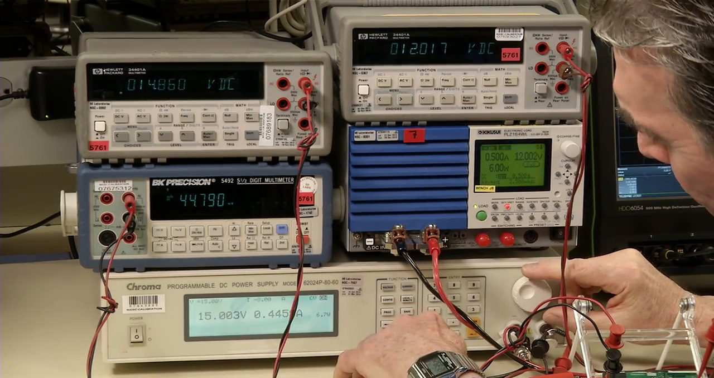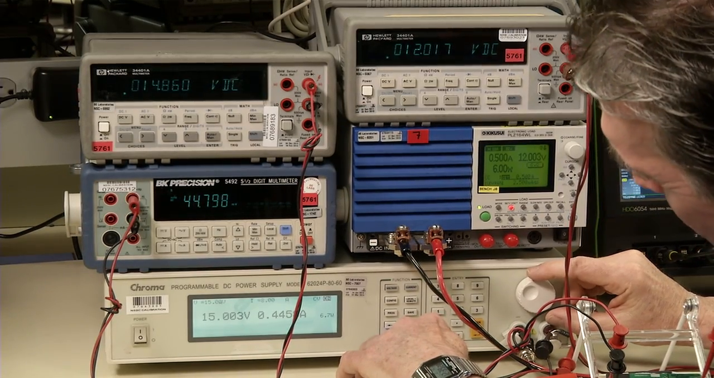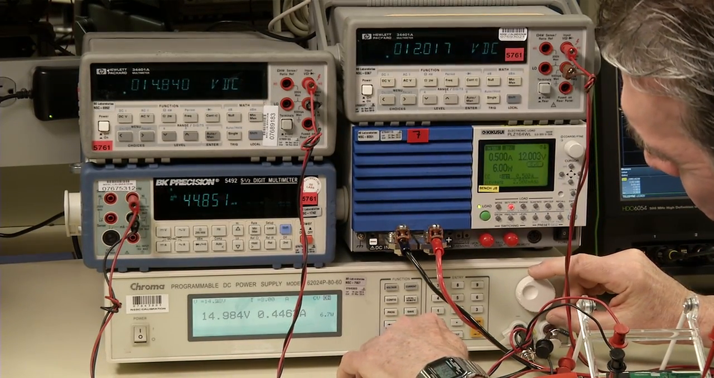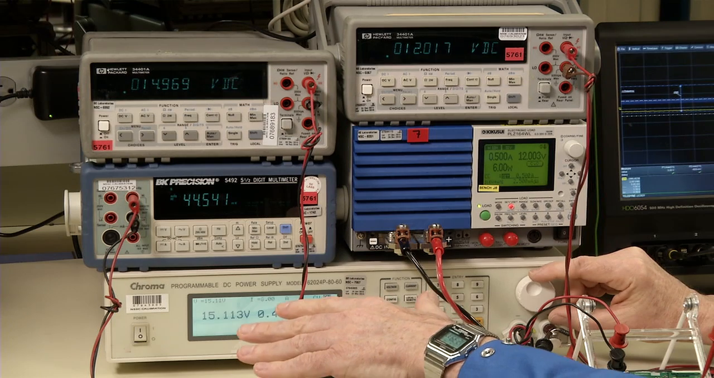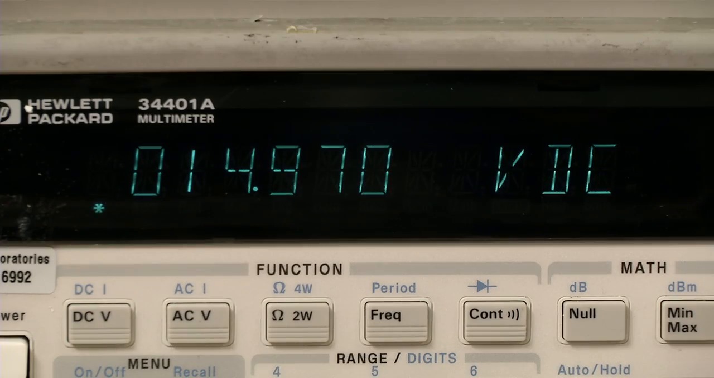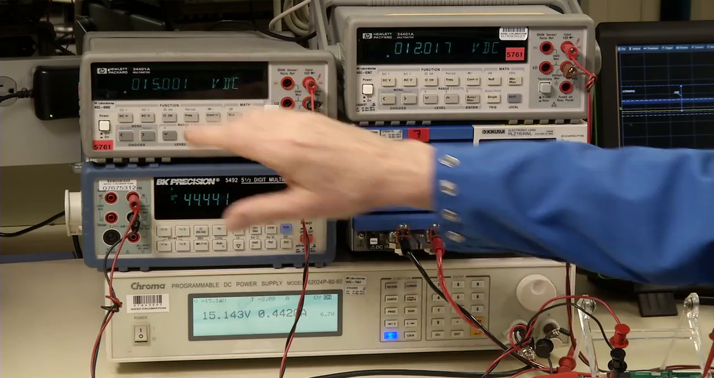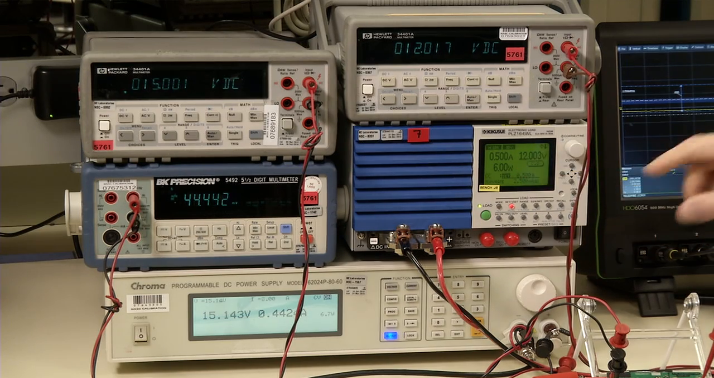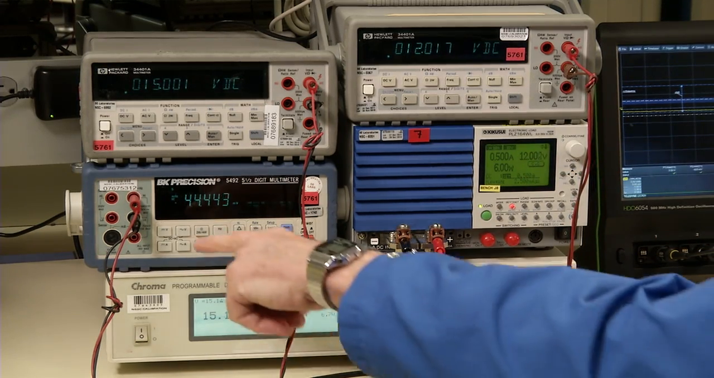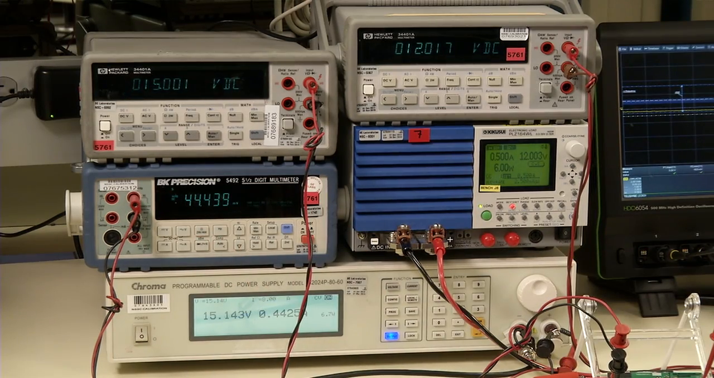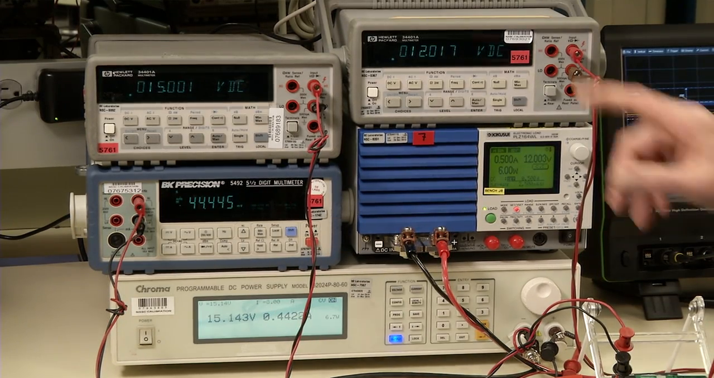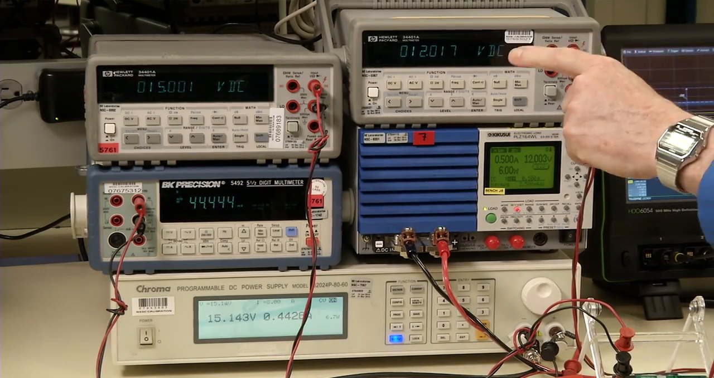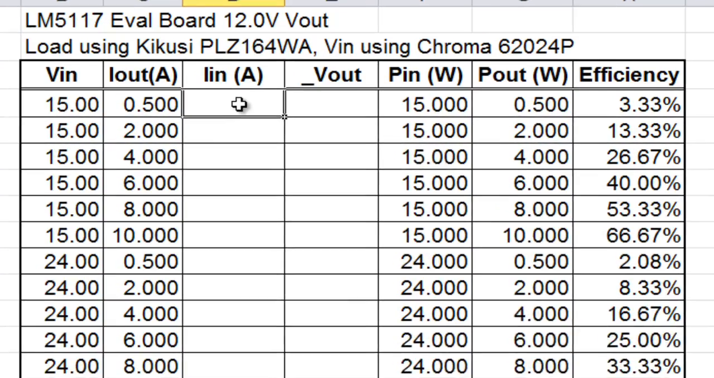So the technique I like to use is just increase your power supply voltage. No need to look at the power supply. Just increase it until you have exactly 15 volts at the input to the board. And there it is, 15 volts. So now the input voltage is fixed. Your output current is fixed. The only two measurements we need to log are the input current, moving the decimal over one because of the 0.1 ohm resistor, so that's 444 milliamps, and the output voltage of 12.017. So we'll go over and log that into Excel.